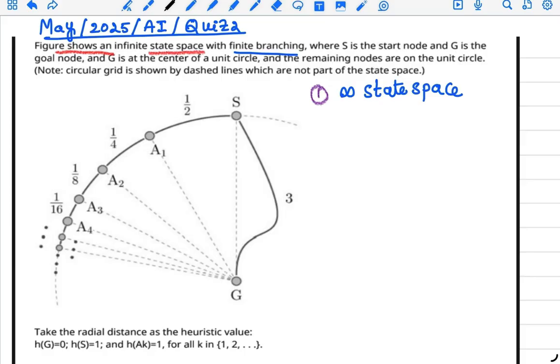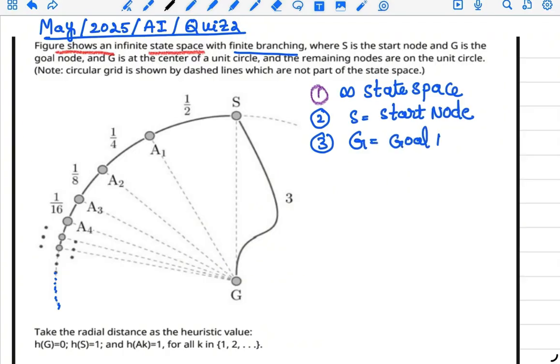So infinite means here the dot represents the infinite. Where S is the start node, the second point is S is start node. So you have to start here and reach the goal node, and the third point is G is the goal node. So you have to start from start node S and reach the goal node. This is S, you start here, and G is at the center of the unit circle. This is completely a unit circle.